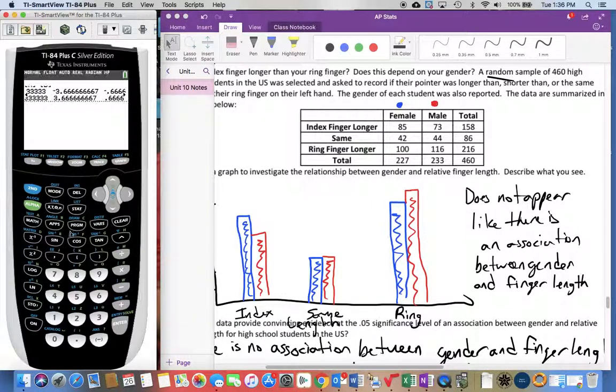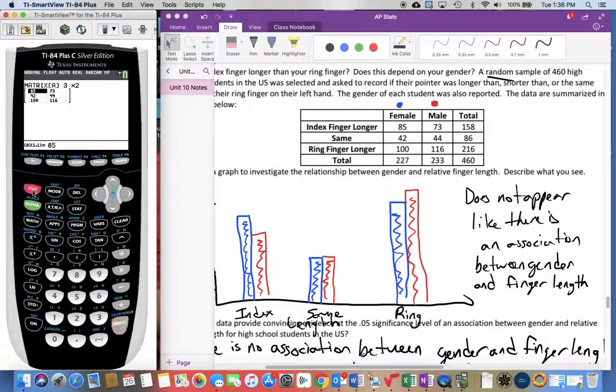Just like in class, right? Okay. So at this point, it looks like we're up and running. So let's go into that matrix menu and get all those typed into matrix A. Keep in mind that this time, if you want it to look the exact same, you're going to have to do a 3x2 matrix, 3 rows by 2 columns. So for the first row, 85 and 73. For the second row, 42 and 44. And for the third row, 100 and 116.